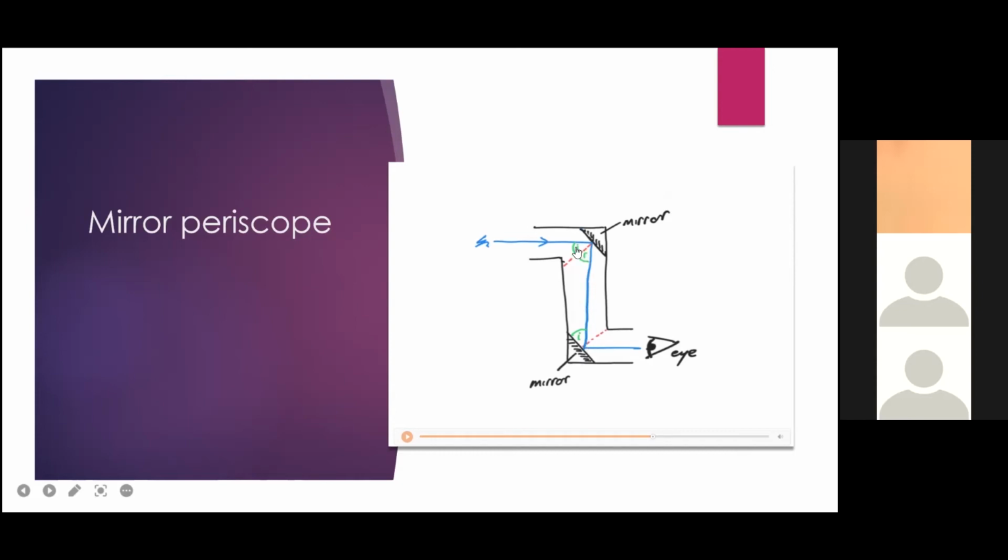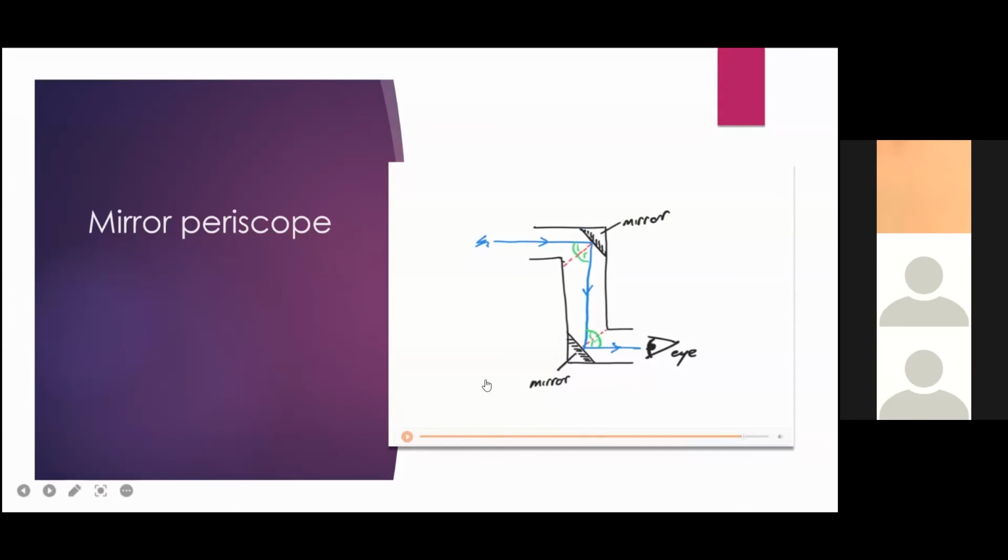As you see, this is i, the angle of incidence, and r, the angle of reflection. As we know, by the law of reflection, the angle of incidence is the same as the angle of reflection. So this is the ray diagram. How does the periscope work?